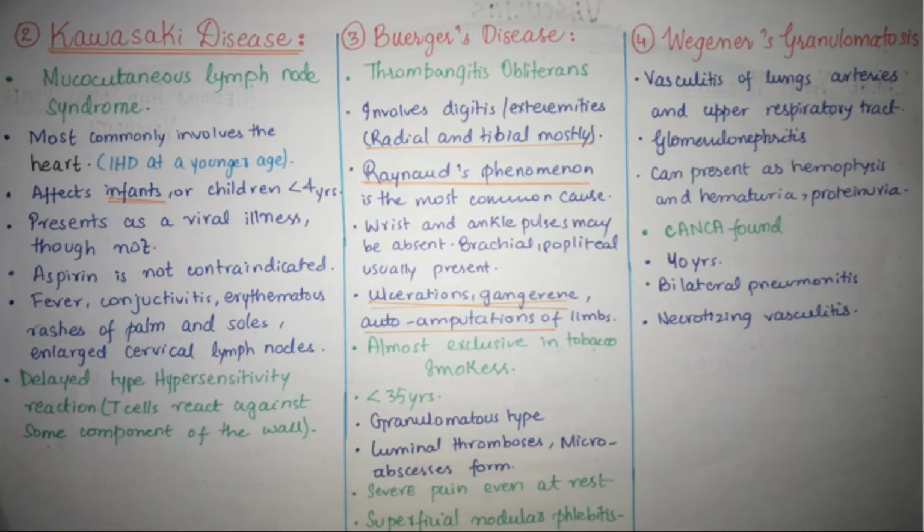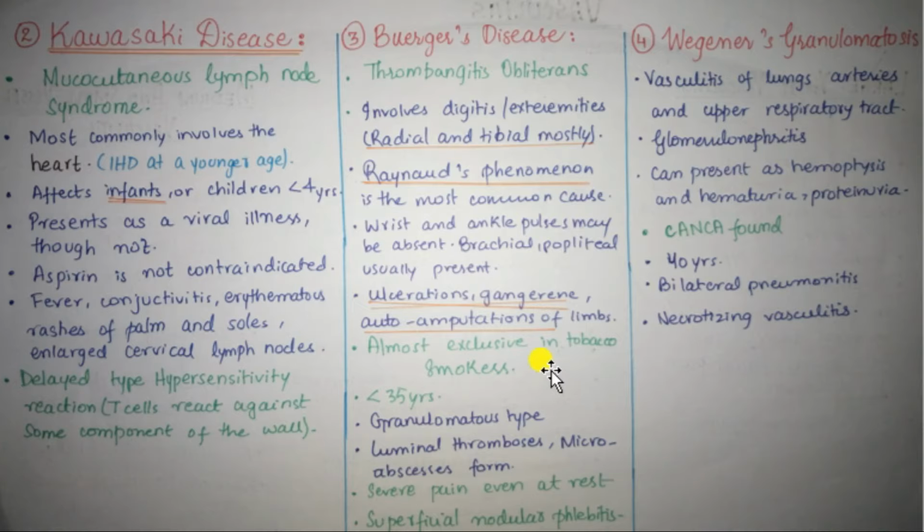Buerger's disease occurs almost exclusively in heavy tobacco smokers, and it usually develops before the age of 35 years. The cause is thought to be damage caused by tobacco to the endothelial cells. There is endothelial cell toxicity because of tobacco, which triggers Buerger's disease. Whatever the cause, the result is gangrene, auto-amputations, and ulcerations of the extremities, occurring exclusively in tobacco smokers.